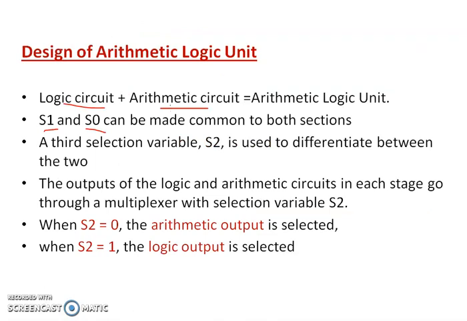So S2 is used to differentiate between the two. The output of the logic and arithmetic circuits in each stage goes through a multiplexer with the selection variable S2. When S2 is equal to 0, the arithmetic operation will be selected, and if S2 is equal to 1, the logic operation will be selected.